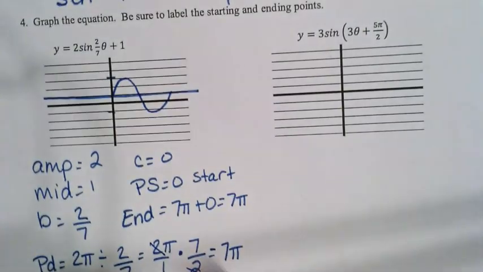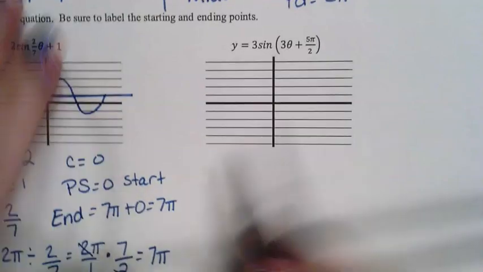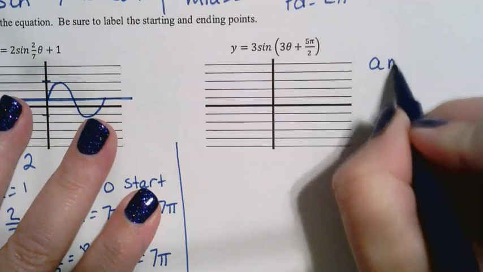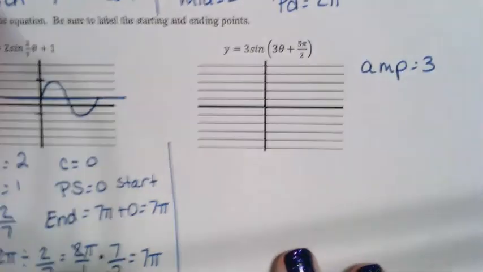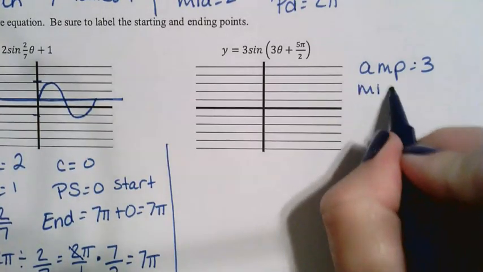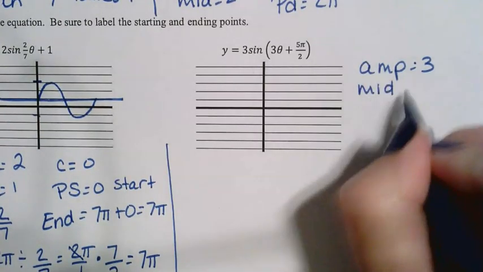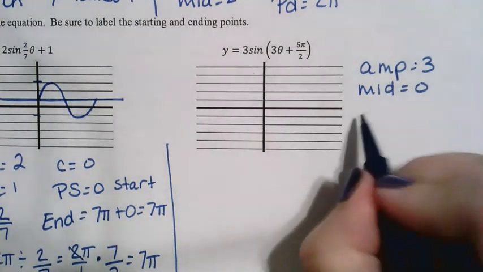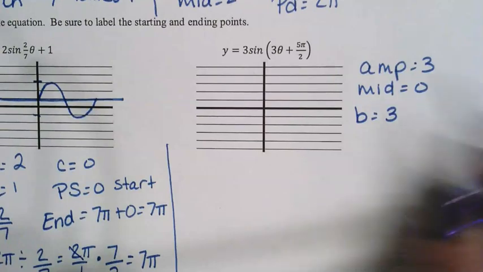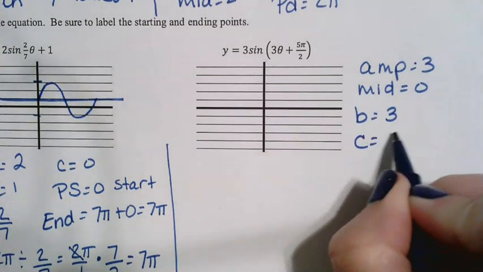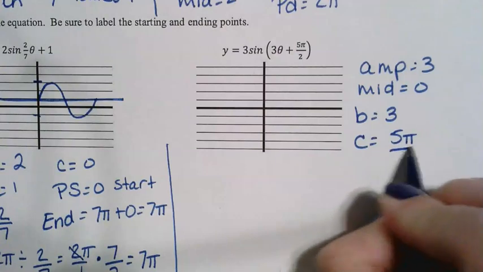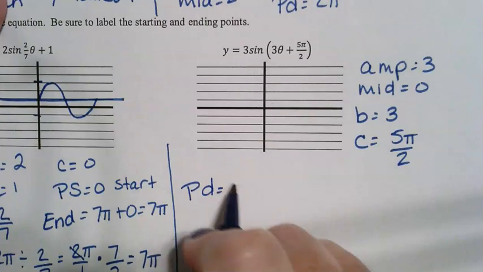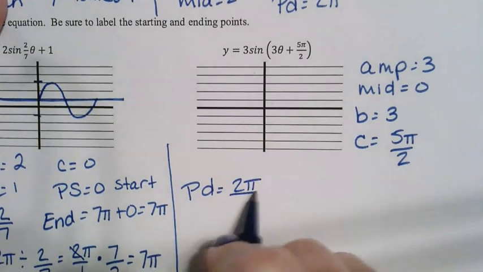Okay. So let's try this one. My amplitude is 3. My midline, we're adding nothing in the back, so that is 0. Okay. My B value is 3, and I have a C value this time, 5 pi over 2. So here we go. Period is 2 pi over B, which is 3.